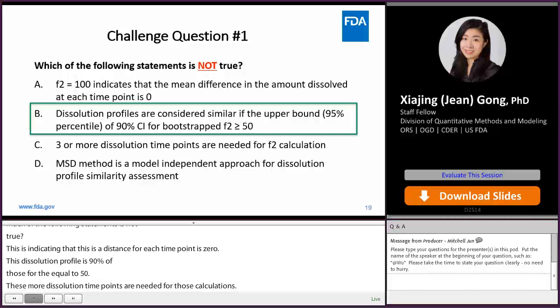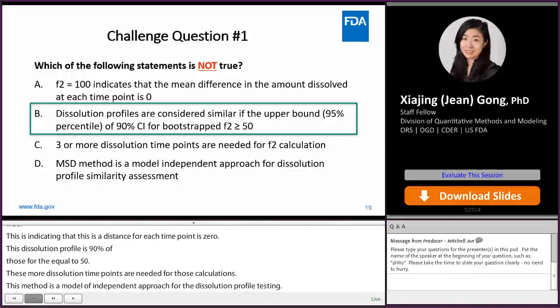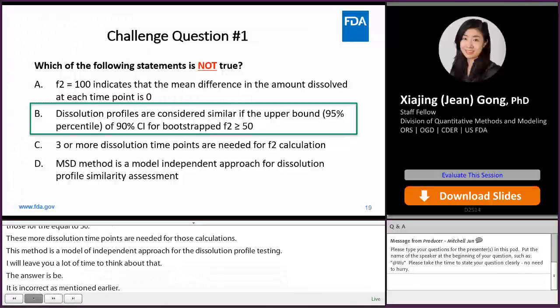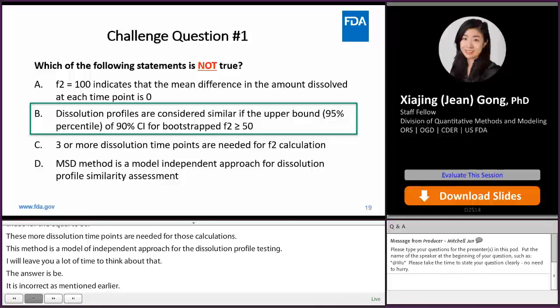The answer is B. It is incorrect. As mentioned earlier in the presentation, dissolution profiles are considered similar if the lower bound of 90% confidence interval for the bootstrapped F2 is greater or equal to 50.